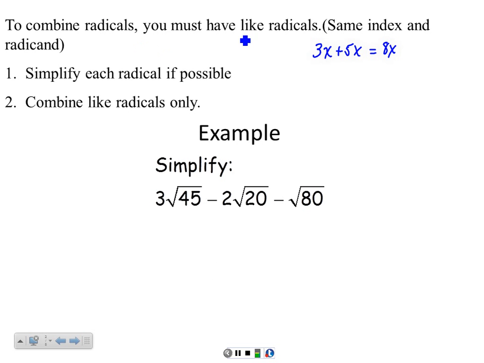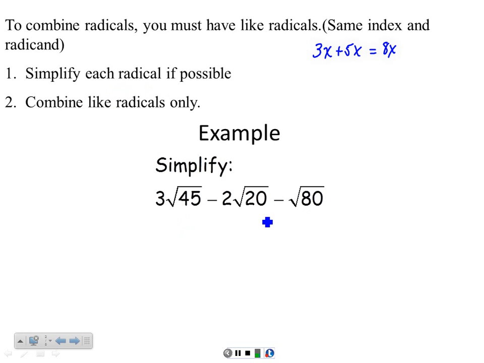You must have like radicals, basically like terms, which means that you have to have the same index and the same radicand. So to put things together, combining means addition and subtraction. To add and subtract radicals, you must have like radicals, which means the same index and the same radicand. So, here are your steps. Step number 1, simplify each radical if possible, and then combine like radicals only. So let's look at this example.